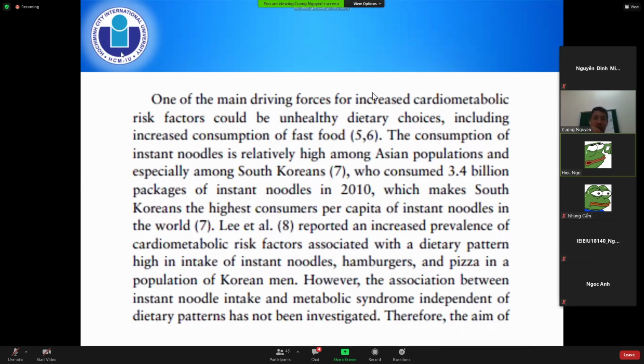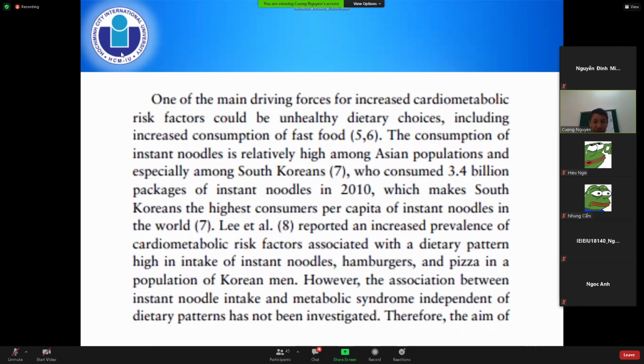I think that the next sentence linked to the first one is that it provides more information about the cardiometabolic risk. What kind of information are you talking about? It talks about the unhealthy dietary choices, including increased consumption of fast food. Yeah, it tries to explain the problem presented earlier, so the reason is unhealthy dietary choices, including consumption of fast food.